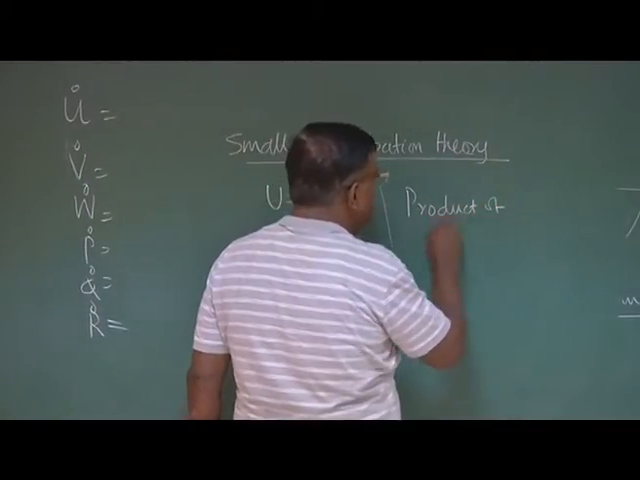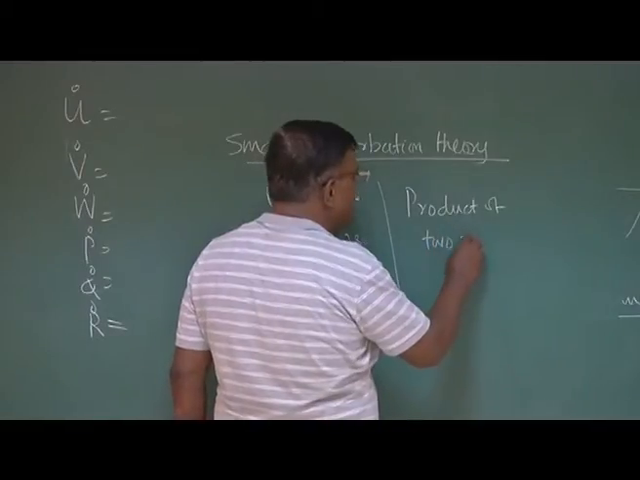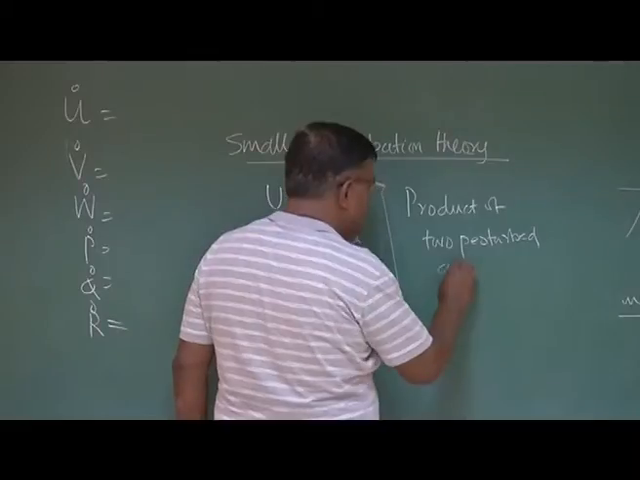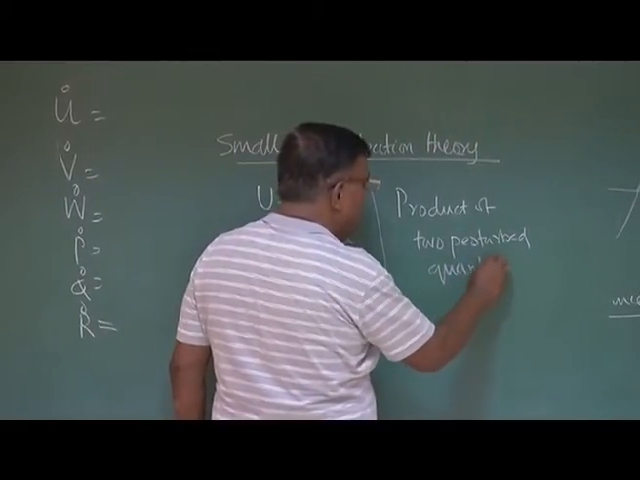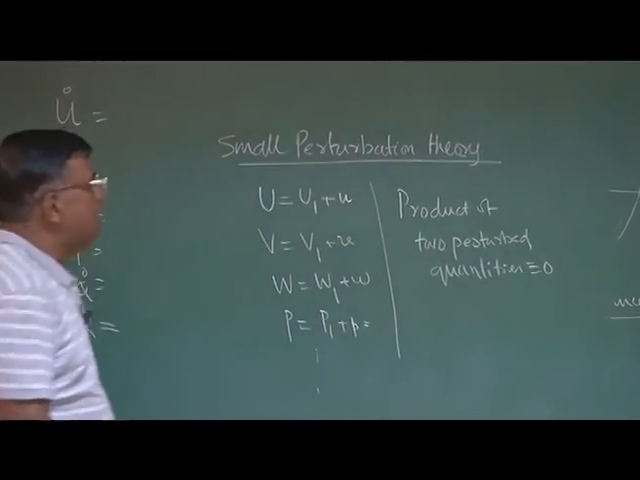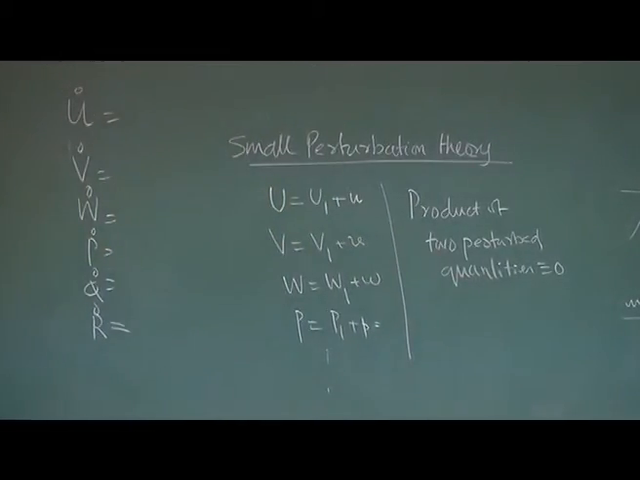Then you use this in the equation, and after modifying with the assumption that the product of two perturbed quantities are almost zero, they can be neglected, then we found out equations of motion, which we refer to as longitudinal perturbed equations of motion. Okay?